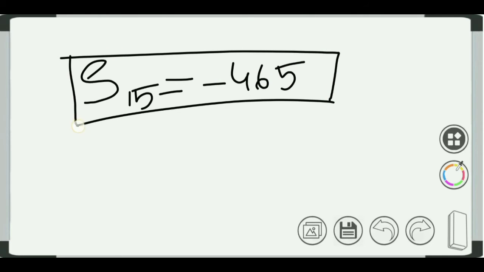Check whether you are getting this or not. You can substitute a value, D value and n value in the formula. Sn is equal to n by 2 into 2a plus n minus 1 into D. Then finally you will be getting S15 is equal to minus 465. Now you can come to the 11th question.